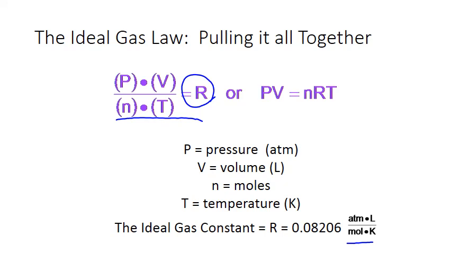So we can multiply both sides of this equation by moles and temperature in order to get rid of our denominator, our fraction. And what we would get is the second form of the ideal gas law, PV equals nRT.